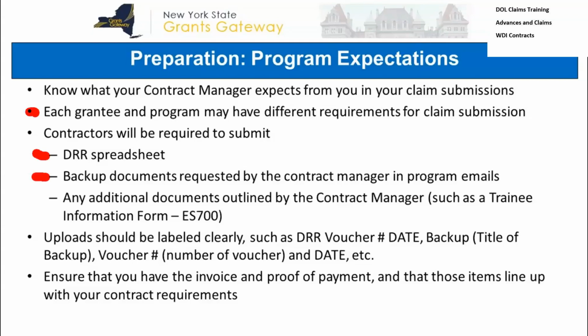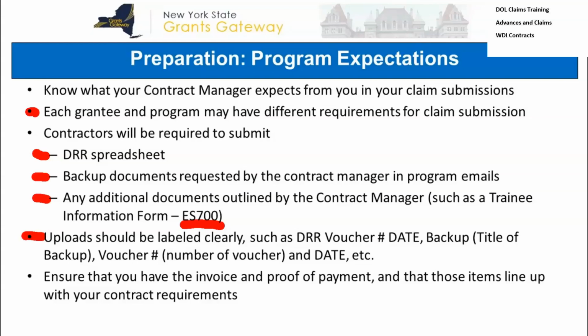And then you'd have to include additional documents outlined by the contract manager, such as this form ES-700 that I have here, that I'll show you in a few minutes, which is the trainee information form. And of course, you have to have details, supporting documentation that supports that you actually made the payment. So uploads should also be labeled clearly, because as you'll see when I do the upload, there's kind of a free form entry where you can name it. And we want you to name it with the name of the item, the date that it covers, certain information, so it's easily identifiable. We don't want you just to call it upload, because that will just not be helpful.